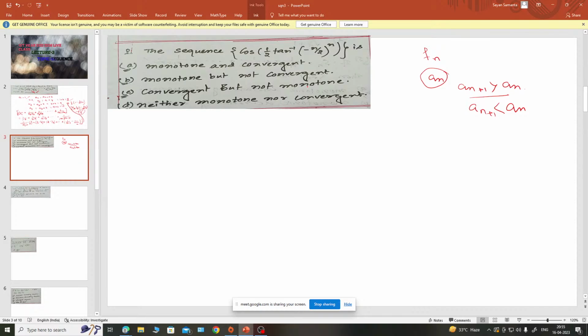Is it clear? If we find a convergent sequence, then we can obviously say that this is monotone. If a sequence is convergent, then we can say that it is monotone. Did you understand? Okay, very nice.